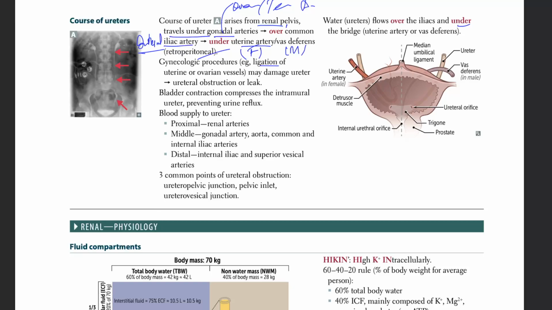So yeah, that's all we have, and just to add some anatomical picture here, just remember this is what we were talking about. So this is the common iliac artery, and this gives off the internal iliac artery, and that is just going under this. So this is the ureter. Okay, so that's all we have for the course of the ureter.